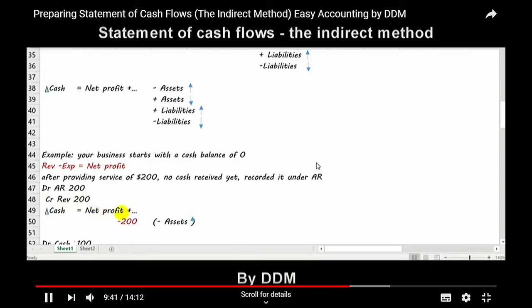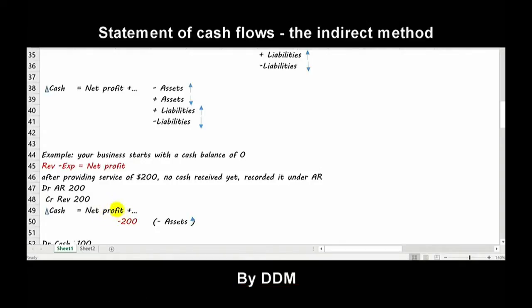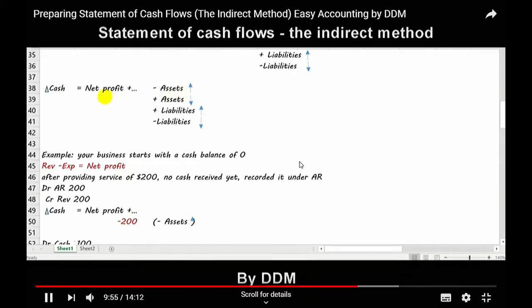We need to subtract $200 from this side. That is actually the increase in accounts receivable, which is an asset item. So this explains why we need to subtract the increase in assets from net profit.